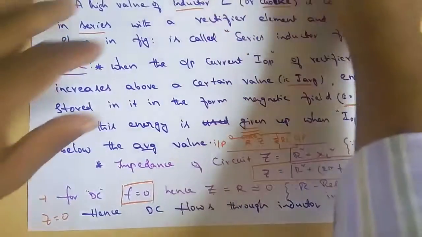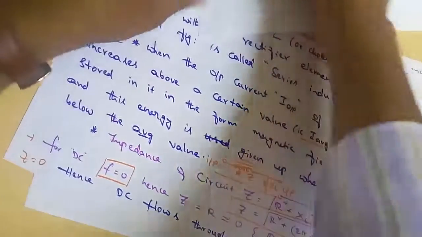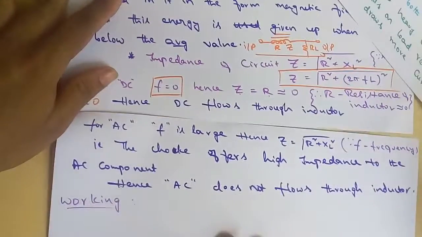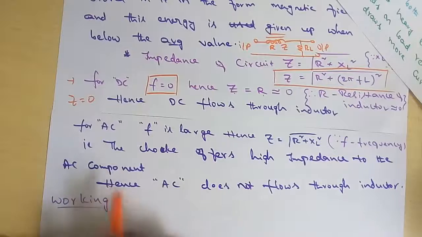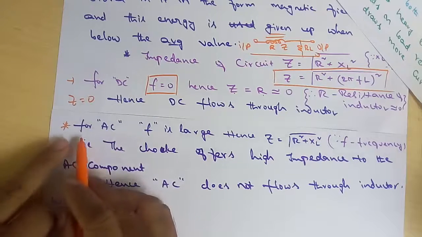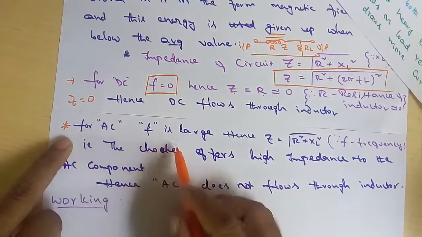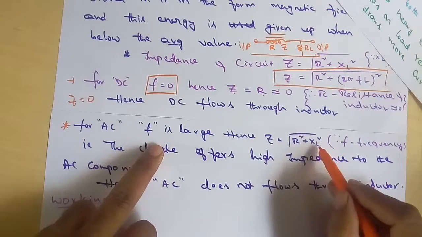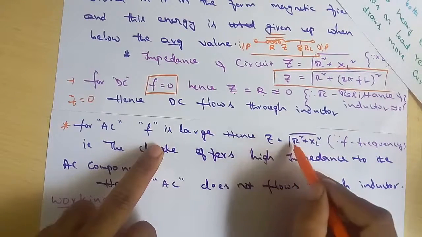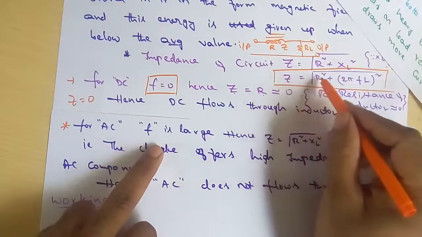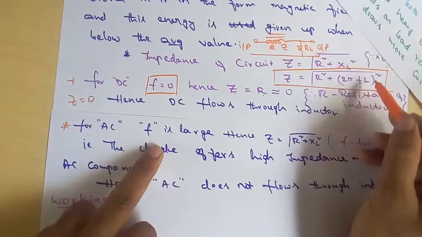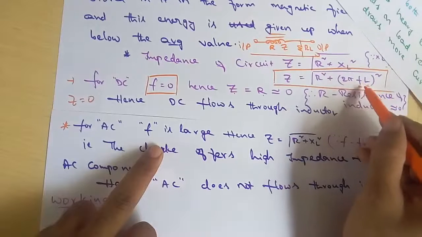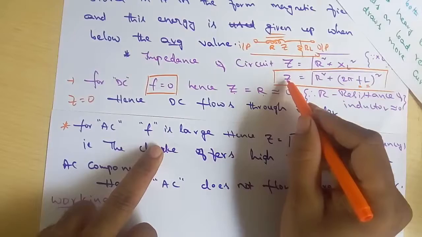So the second point, when we follow that for AC. What happens if you apply AC? For AC the frequency is very large and also the inductance value is very large. Hence Z is equal to the square root of R square plus XL square, otherwise Z is equal to the square root of R square plus (2 pi fL) whole square. If the f value and L value increase, definitely the Z value also increases.